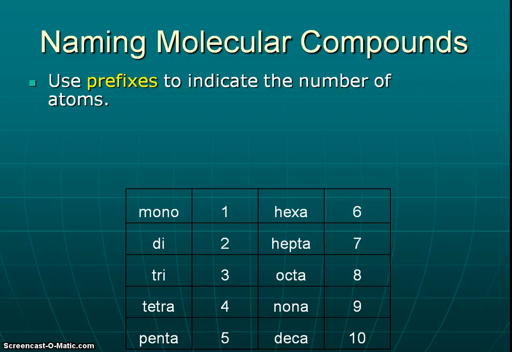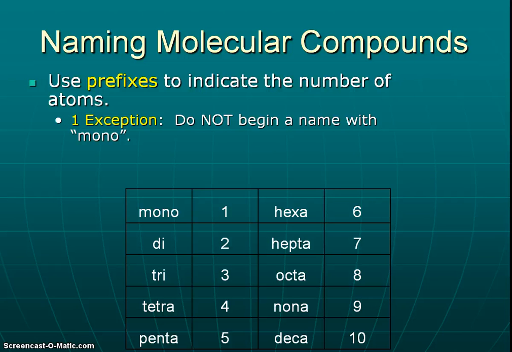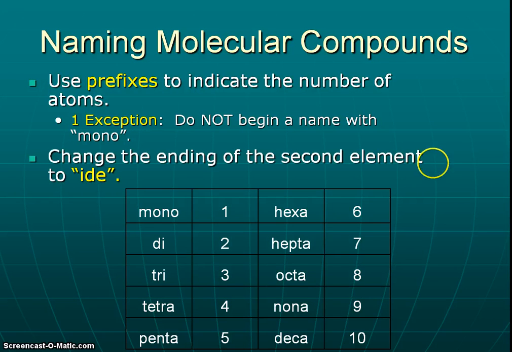There's one exception for this, and that is that you do not use mono for the first element, and I'll show you what I mean by that in just a minute. You can use mono for the second element, and you can use any of the other prefixes for the first element. The only exception is not mono on the first element. That's it. And to show that it's a compound, you're still going to change the ending to IDE, just like you did for ionic.